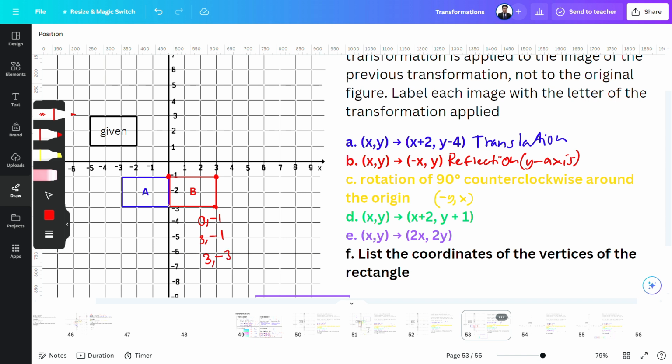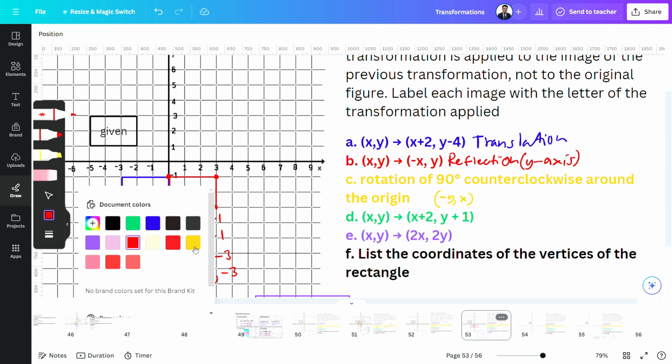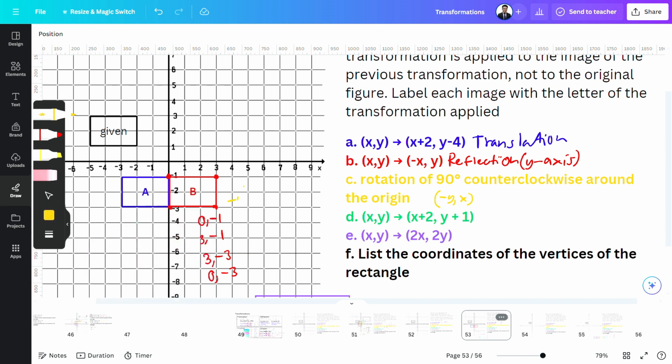And then this point here is 0, comma, negative 3. I hope we're still clear. Now, what's the rule of rotation 90 degrees counterclockwise? It's going to be negative y, comma, x. That's going to be color yellow here. Remember, this is x, this is y.